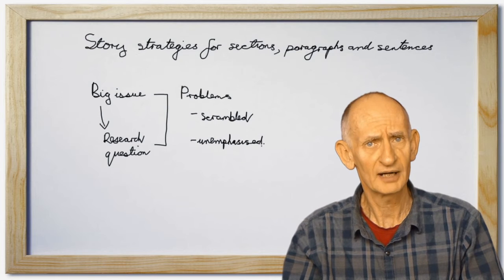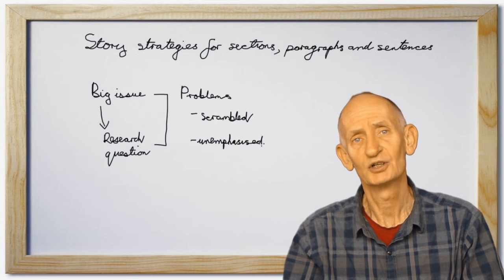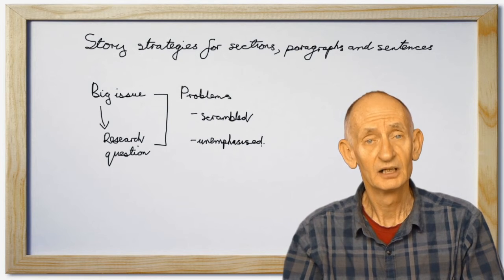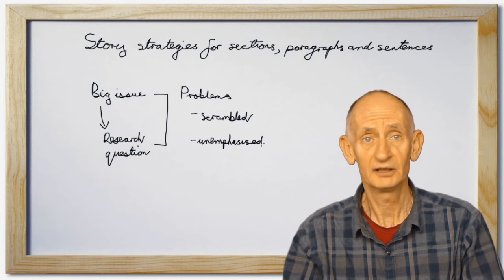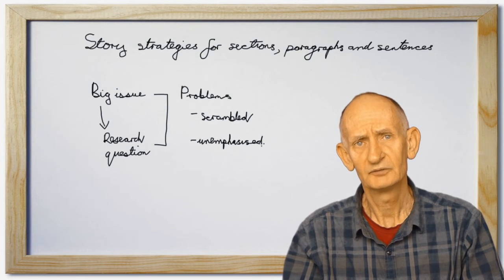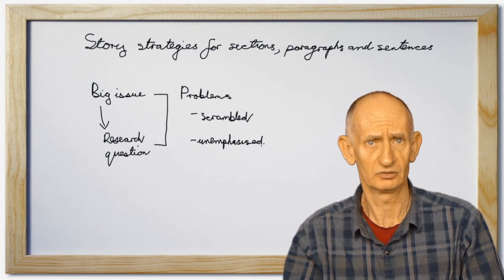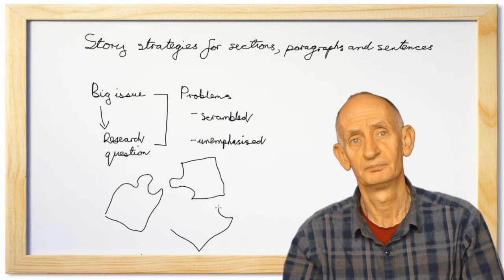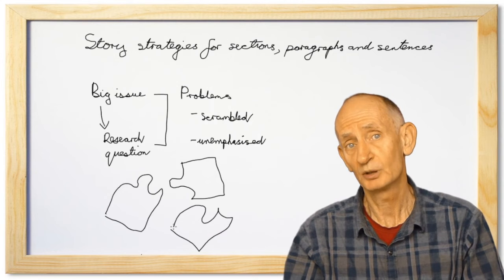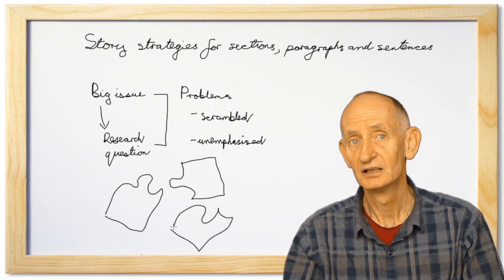In what I call scrambled writing, as one goes from sentence to sentence, paragraph to paragraph, there is no overall coherent structure, story or otherwise. The information is presented like a jigsaw that's been thrown on the floor. As a writer, you can mentally put it back together again quite easily, but the readers can't.